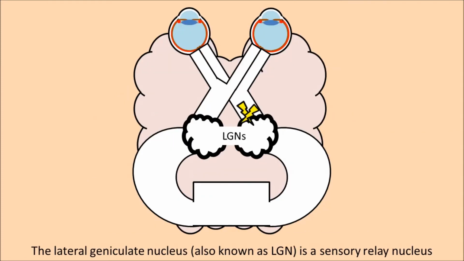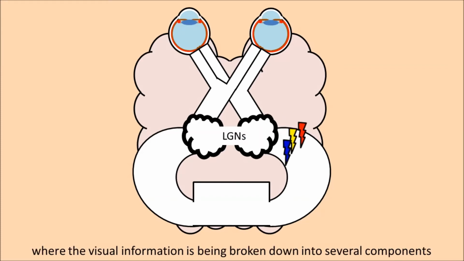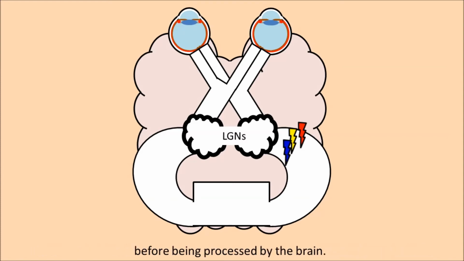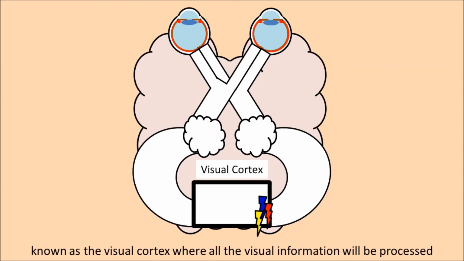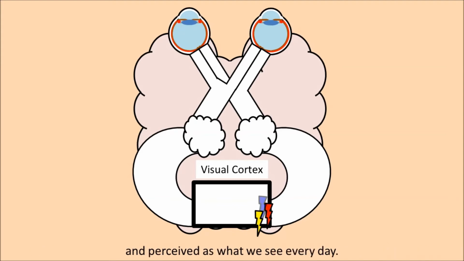The lateral geniculate nucleus, also known as LGN, is a sensory relay nucleus, where the visual information is broken down into several components before being processed by the brain. The optic radiations then send the various visual components to the part of the brain known as the visual cortex, where all the visual information will be processed and perceived as what we see every day.